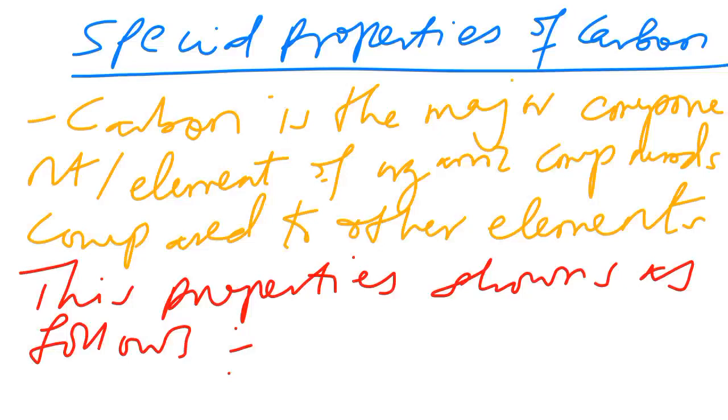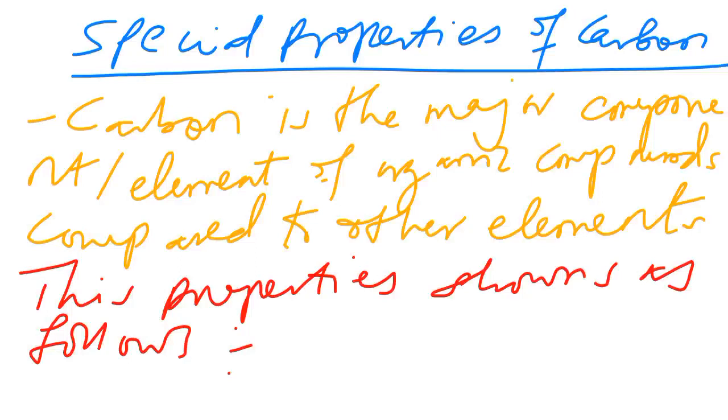We're going to continue with another session about the special properties of carbon. Carbon is normally the major constituent of organic compounds. So we say that carbon is the major component or element of organic compounds compared to the other elements. We say this is due to the following properties, as shown below.